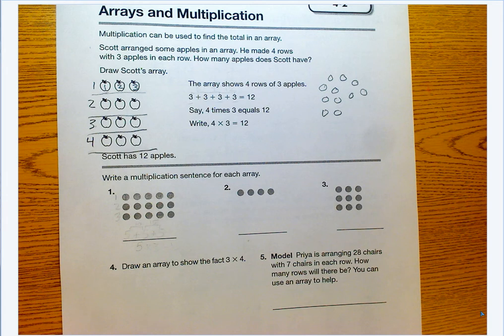Multiplication can be used to find the total in an array. Scott arranged some apples in an array. He made 4 rows with 3 apples in each row. How many apples does Scott have?